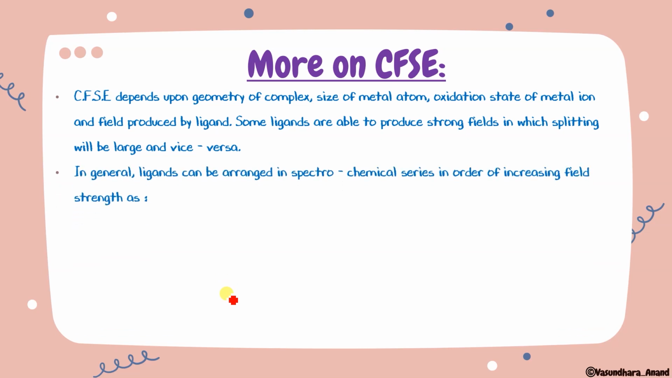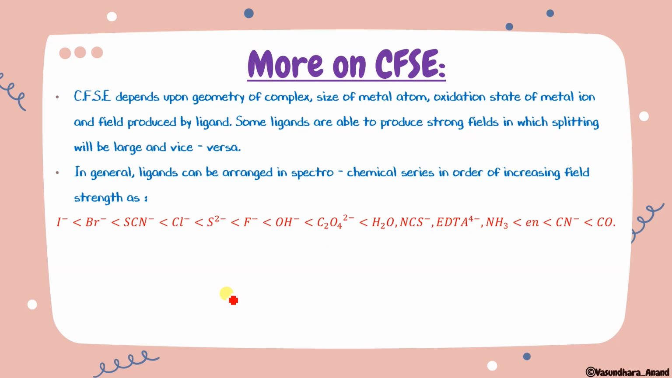In general, ligands can be arranged in a spectrochemical series in order of increasing field strength, and that you have to learn. This is in your NCERT book also, so you can check this. Okay, and that is the order of the strength of the ligands that you have to learn. So if you can learn it, that's very good. And if you are not able to learn this, then what you have to learn, these are the important things: ammonia, en, CN minus and CO.